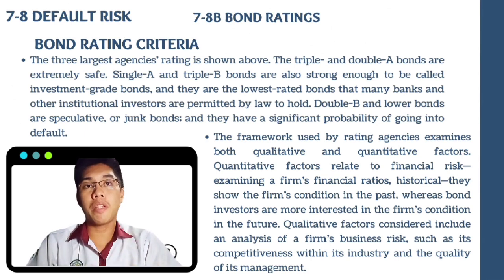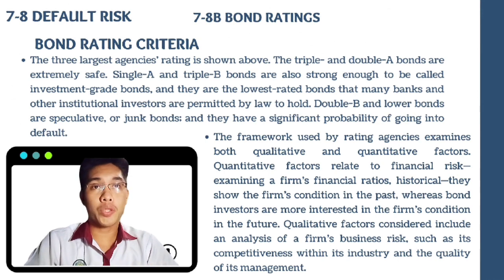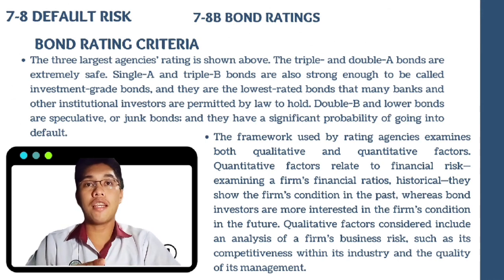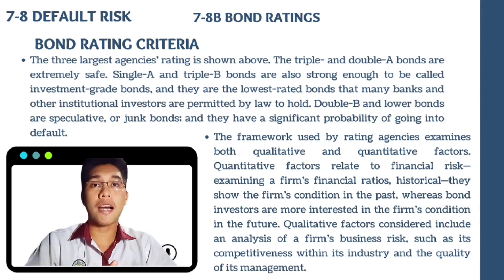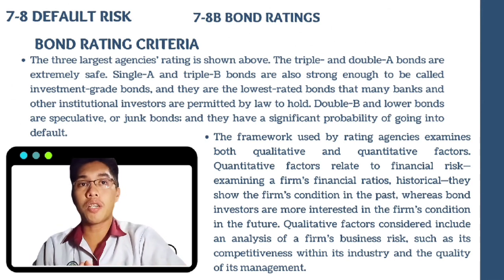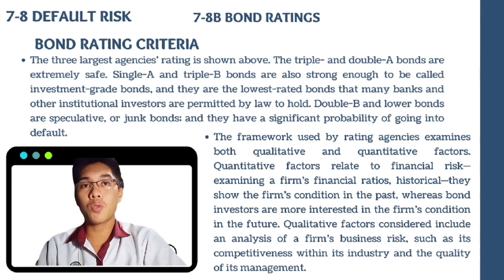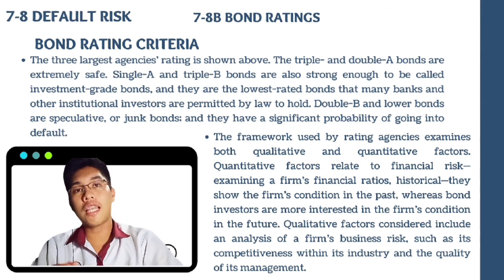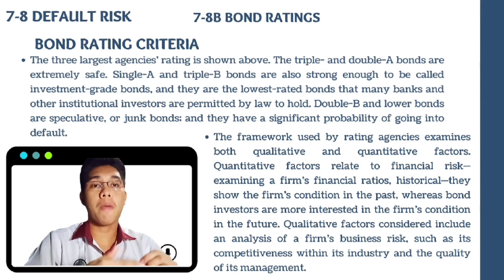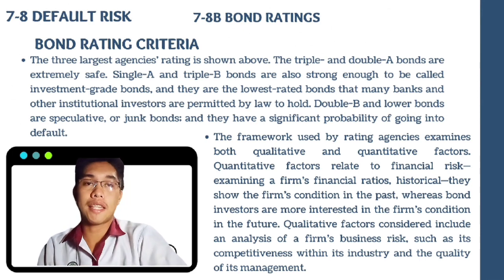The framework used by rating agencies examines both quantitative and qualitative factors. Quantitative factors relate to financial risk, examining a firm's financial ratios. These are historical, they show the firm's condition in the past, whereas bond investors are more interested in the firm's condition in the future, while qualitative factors considered include an analysis of a firm's business risk, tulad na lamang po ng kanyang pagiging competitive within its industry and the quality of its management.